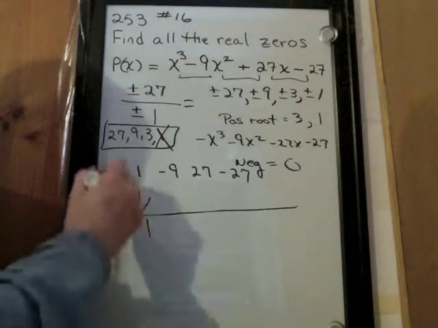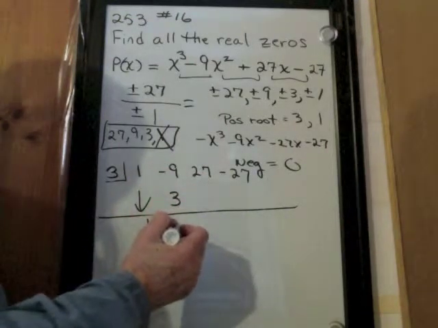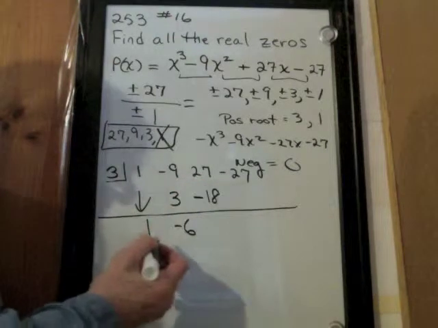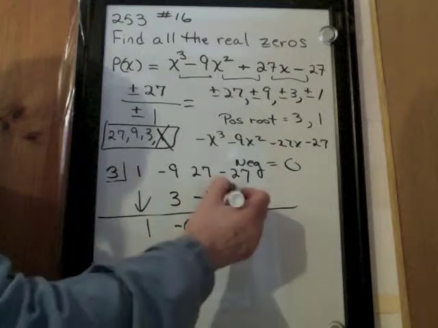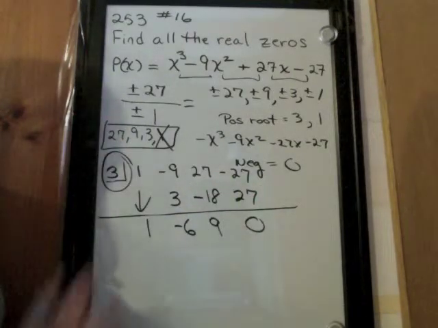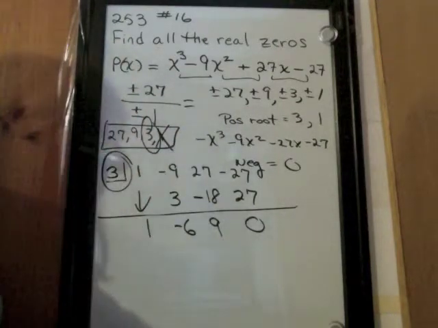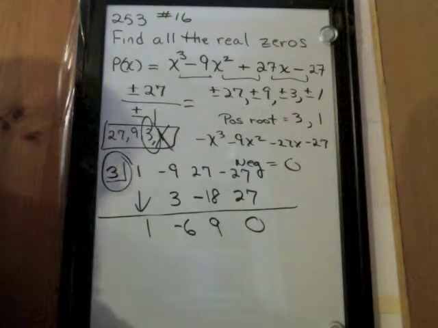Bring down the 1. 1 times 3 is 3. Minus 9 plus 3 is minus 6. 3 times minus 6, negative 18. 27 minus 18 is 9. 3 times 9 is 27. Oh, I get a 0. That means that 3 is one of the answers to that equation. How many answers does it have? Possibility of 3 real answers. We found one of them.